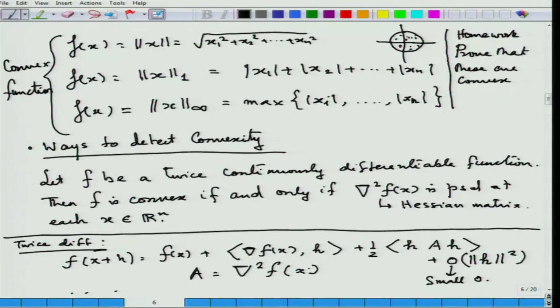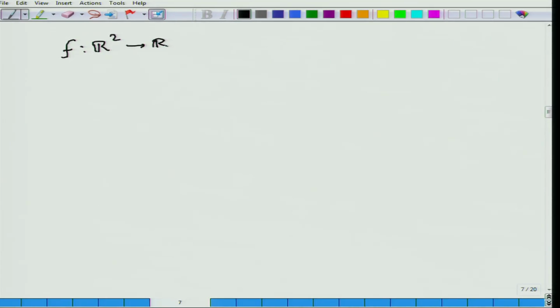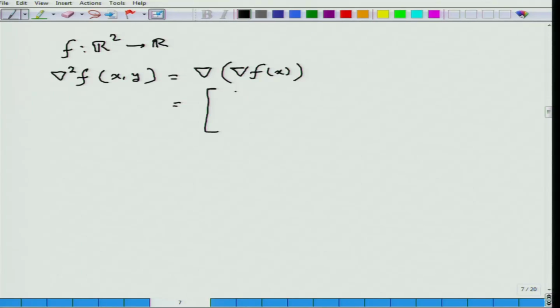Now, what does this Hessian matrix look like? If f was a function, for simplicity, from R2 to R, then the Hessian matrix at (x, y) is basically defined in this way. For those who know about the Jacobian matrix, this is the Jacobian of the vector valued function grad f. So, this can be written as follows: del square f del x square, del square f del y del x, del square f del x del y, del square f del y square.